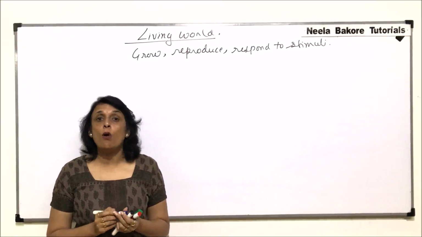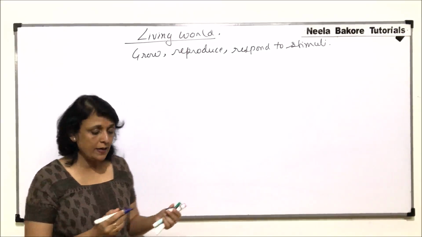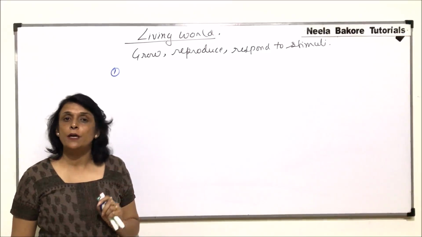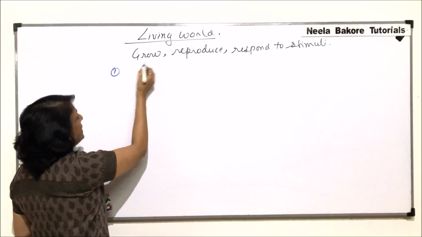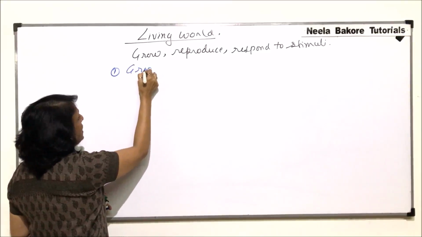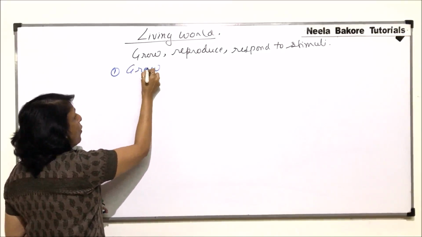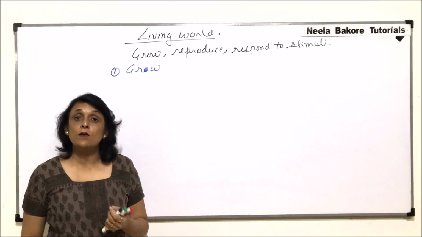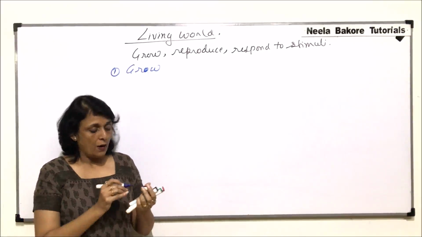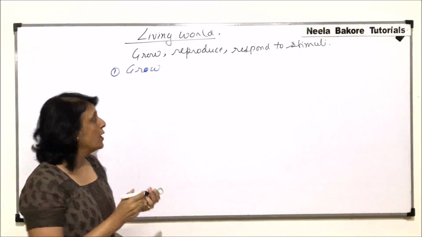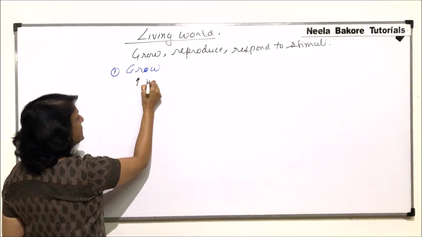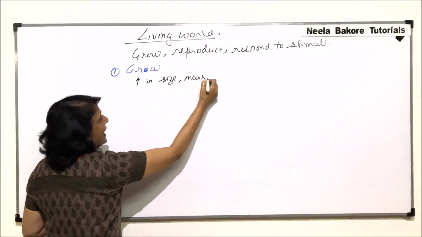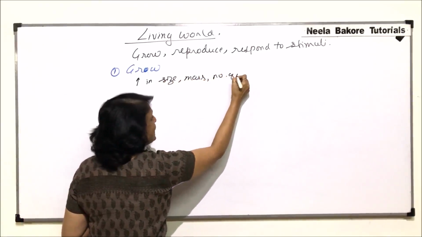We will talk about all these characteristics one by one, and we'll try to analyze whether each is a defining property or not. We say that living organisms grow. Is it only living organisms which grow, or are there some non-living things also which show growth? What exactly is growth? Growth is an increase in size, mass and number of cells.